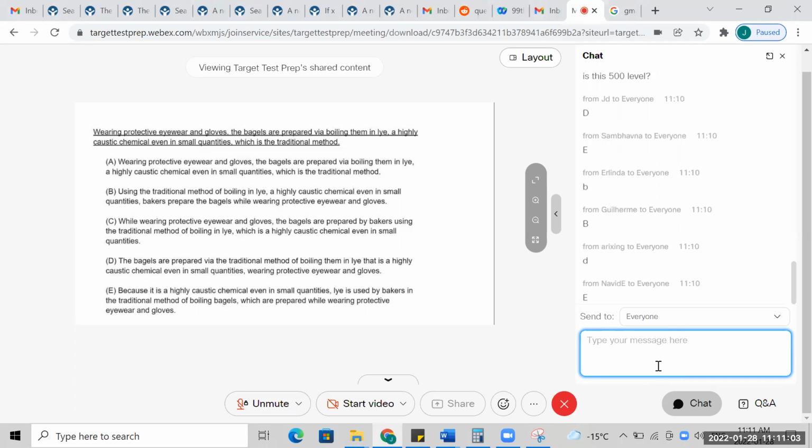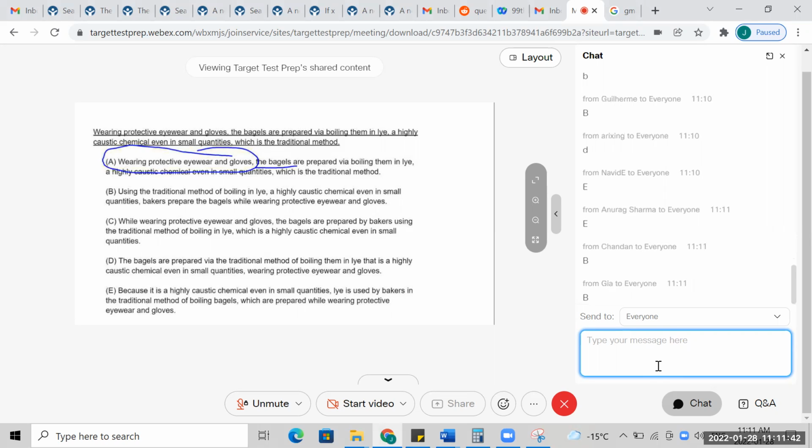So the first thing, we can look at this original version. You see it opens with an opening modifier, right? This is a warning concept, right? Opening modifier: wearing protective eyewear and gloves, the bagel. Okay, so what do we see? Clearly, this modifier has been placed right in front of bagel, so we have an opening modifier problem. Wearing protective eyewear and gloves, what follows this should be whatever wears protective eyewear and gloves. This says the bagel, so this version is out.